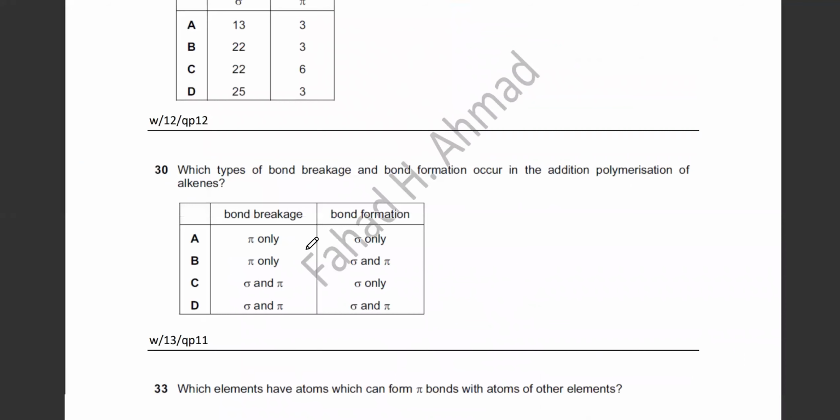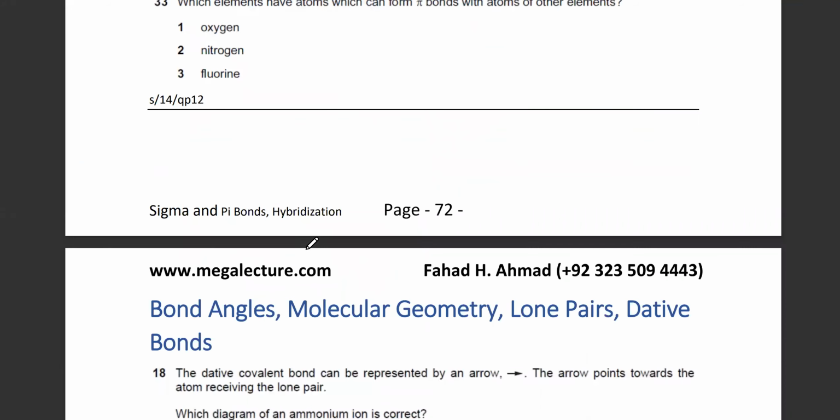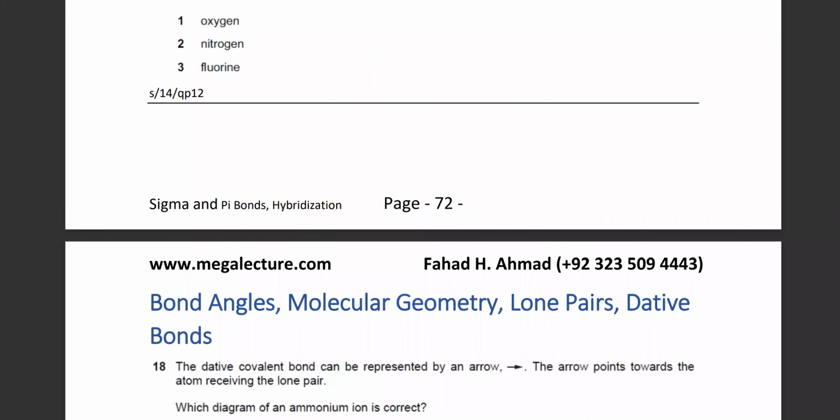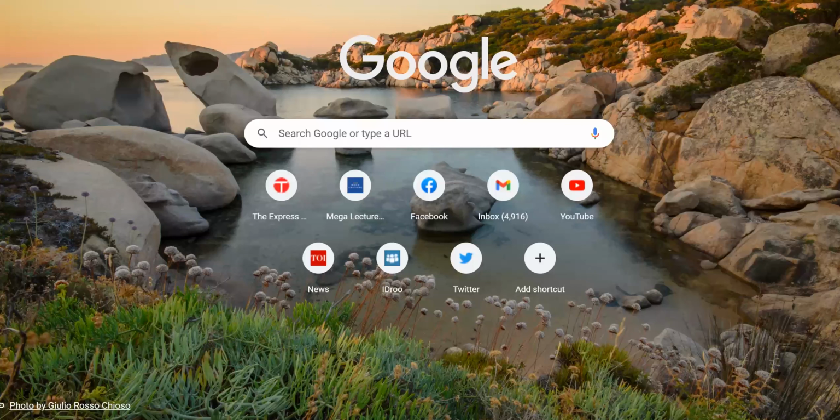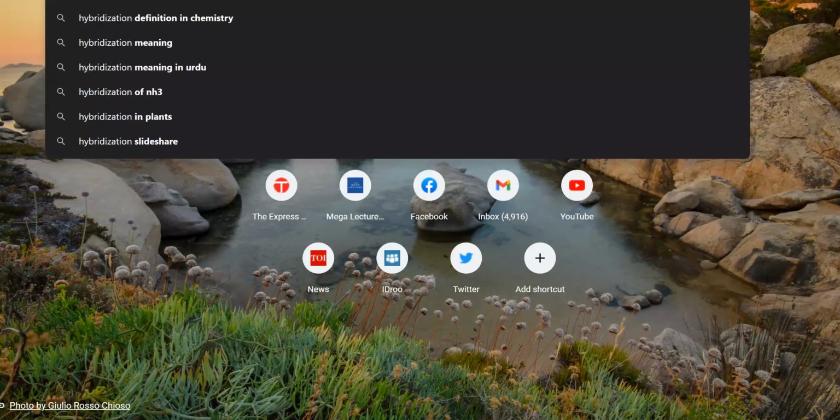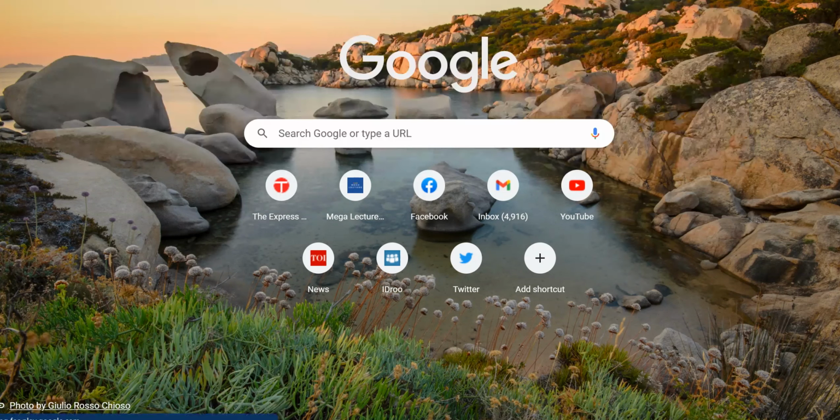Okay, counting sigma and pi bonds? I wanted to see one or two more quickly. One second. Hybridization 9701. I had a worksheet, I don't know where it went.